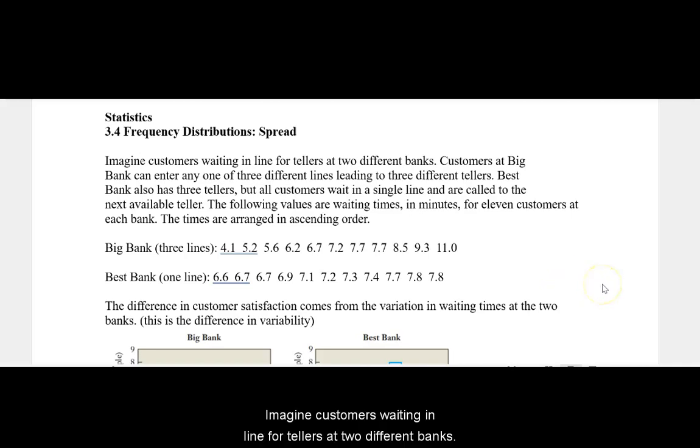Imagine customers waiting in line for tellers at two different banks. Customers at Big Bank can enter any one of three different lines leading to three different tellers. Best Bank also has three tellers, but all customers wait in a single line and are called to the next available teller. The following values are waiting times in minutes for 11 customers at each bank. The times are arranged in ascending order.